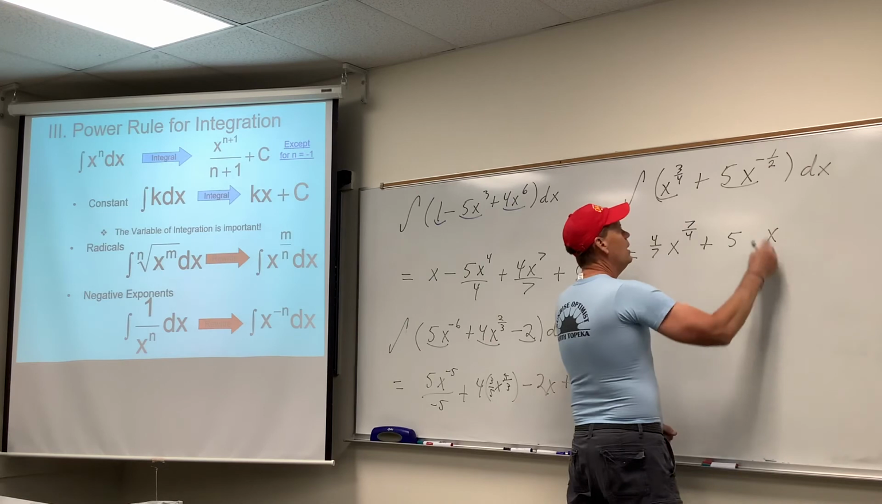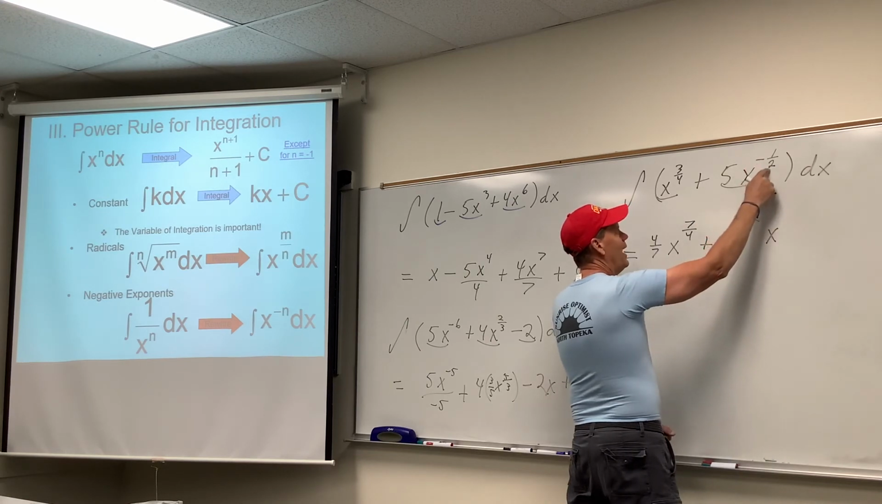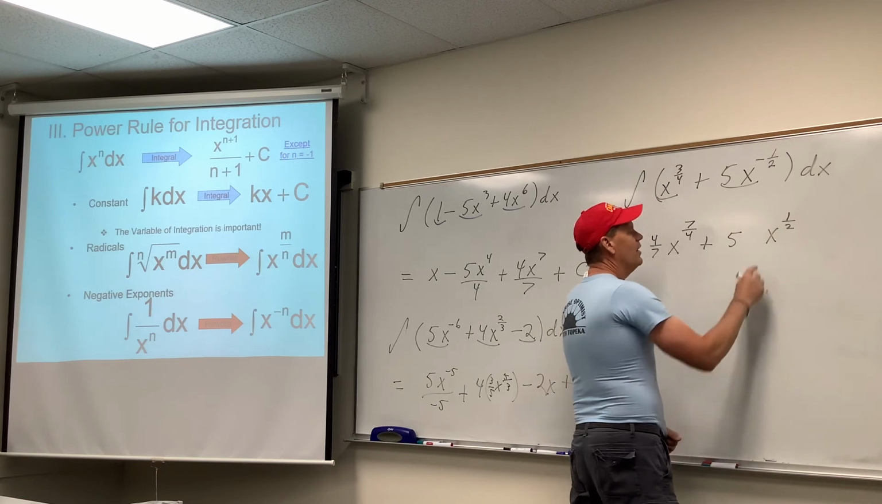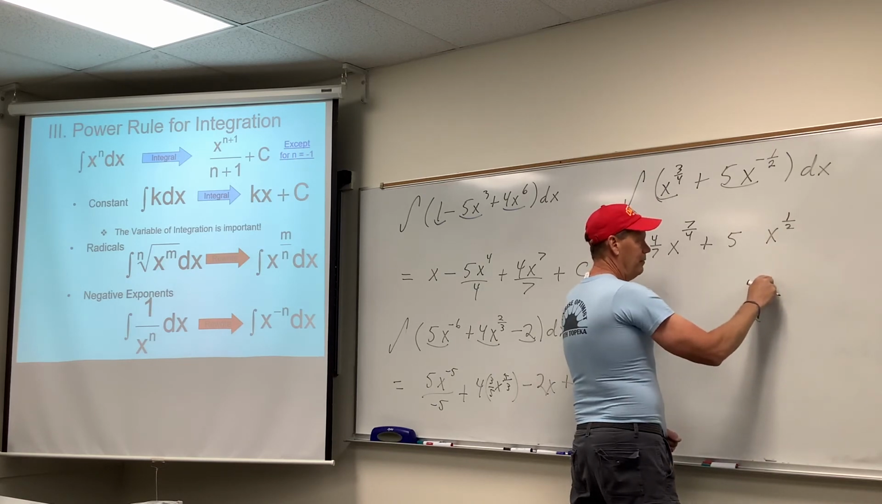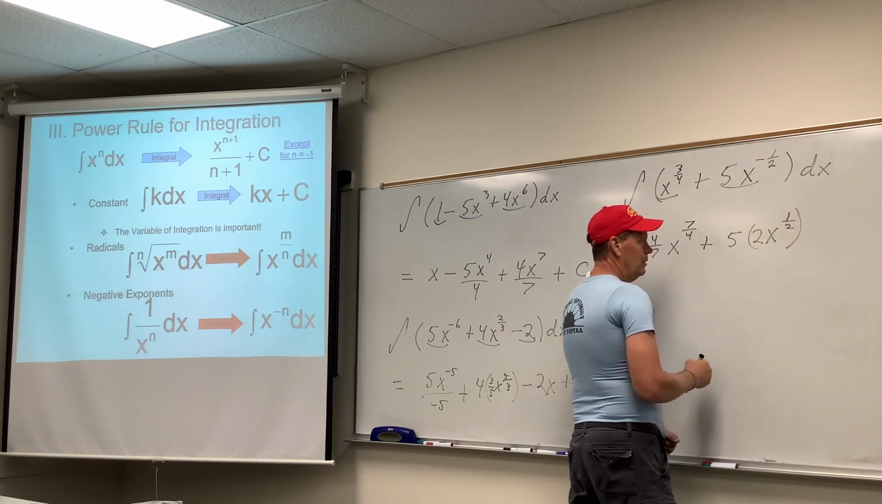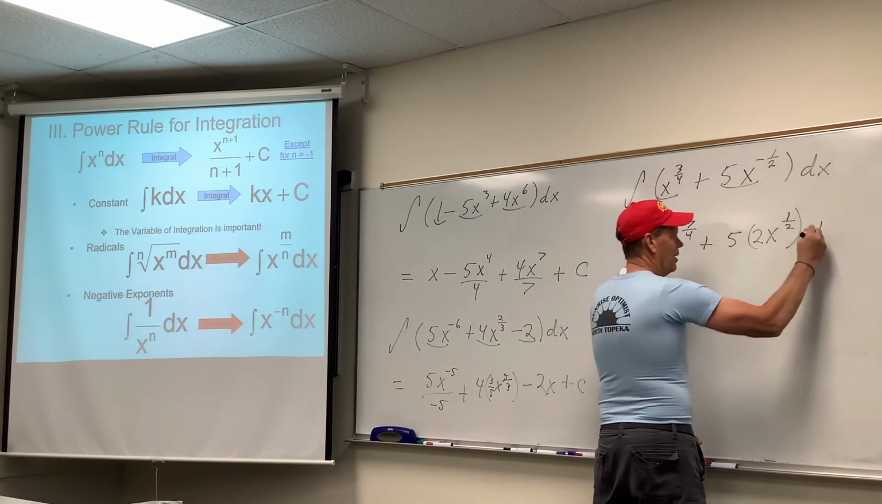x to the, what's negative 1/2 plus 1? Positive 1/2. And then instead of putting that over a half, isn't that times 2? Okay, and then plus a constant.